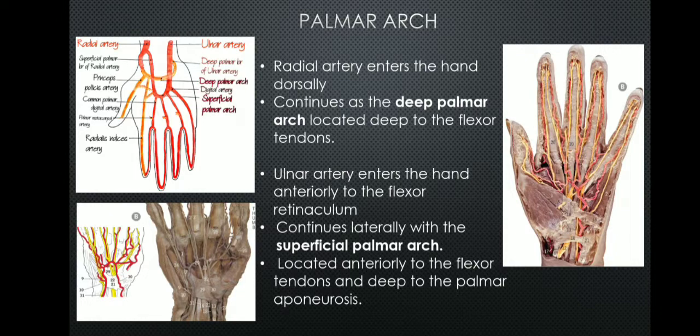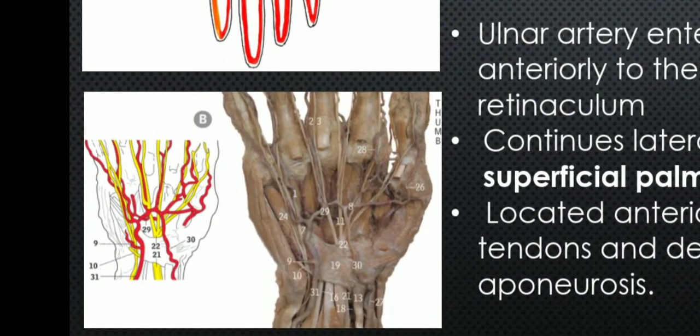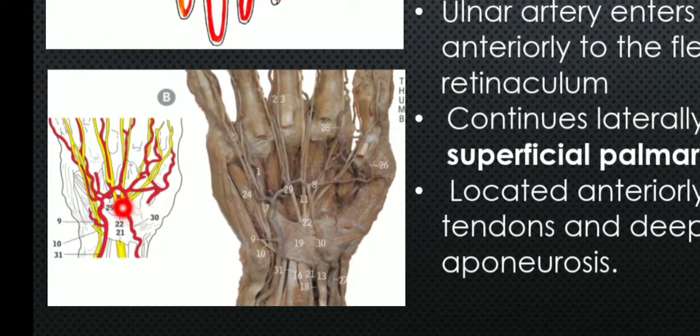So this arch lies on the proximal parts of the shaft of the metacarpals and on the interossei, under the cover of the oblique head of the adductor pollicis muscle and the flexor tendons of the fingers and the lumbricals, and the deep branch of the ulnar nerve lies within the concavity of this deep palmar arch. In this picture, here somewhere lies the deep palmar arch, which is joined by the deep branch of the ulnar nerve.